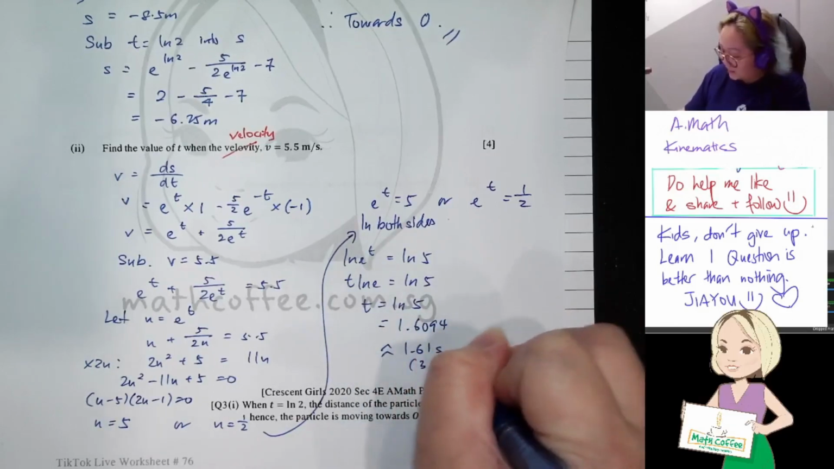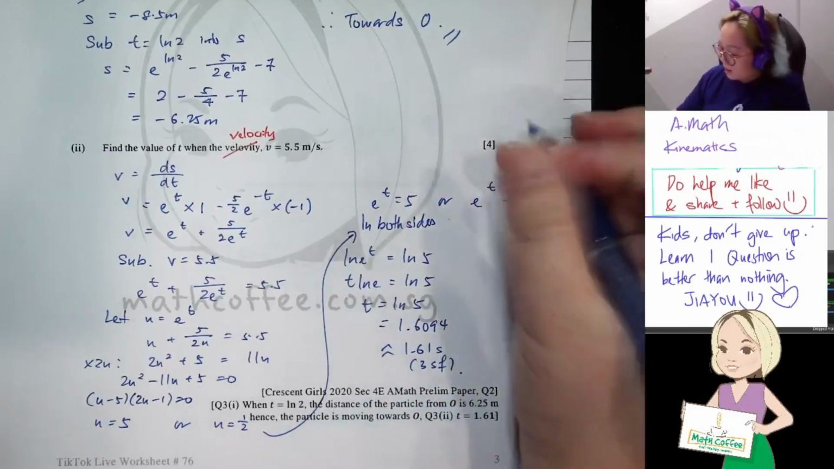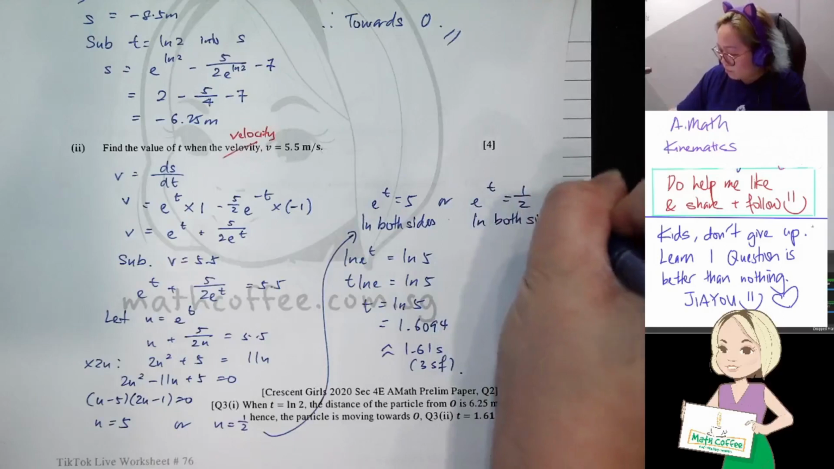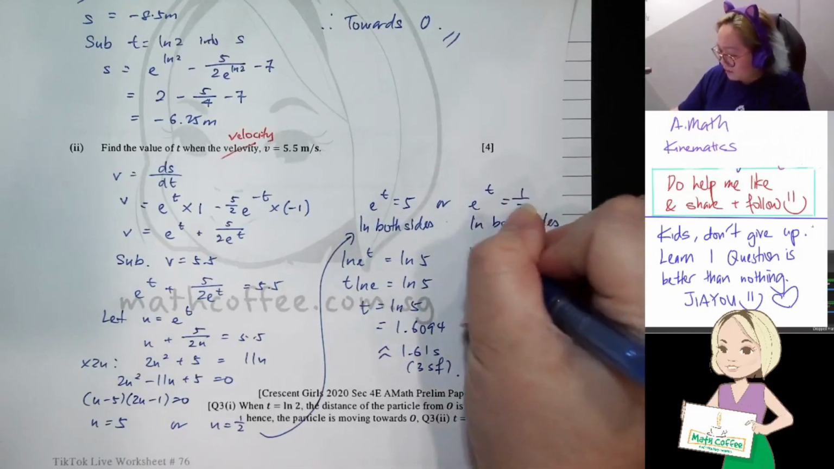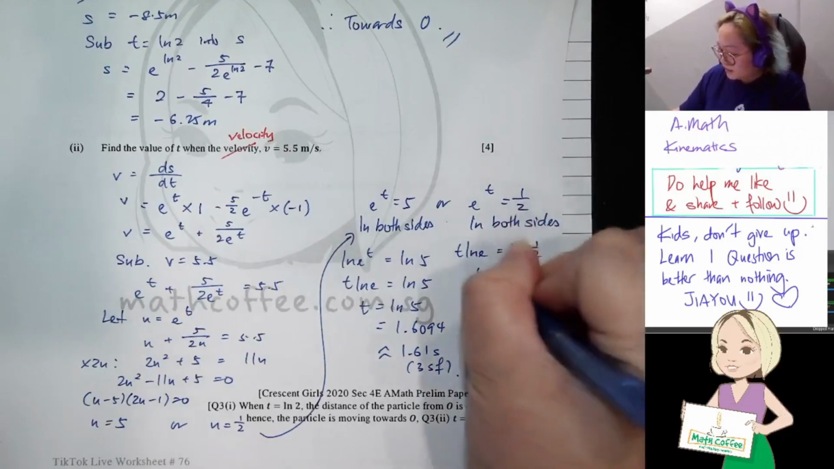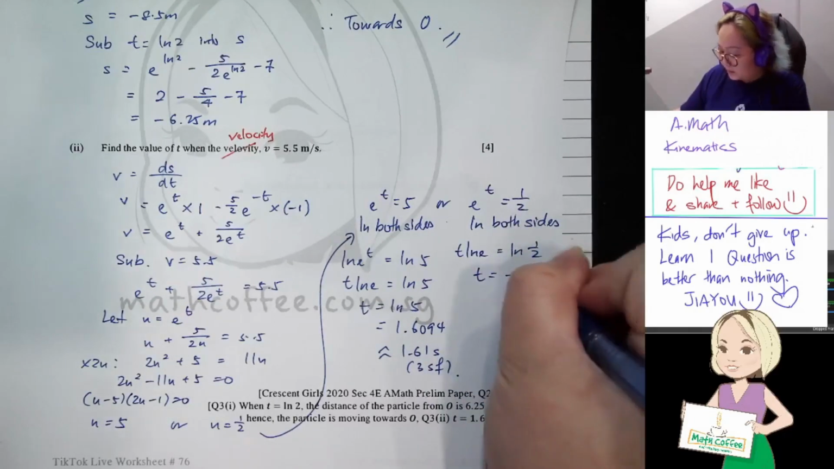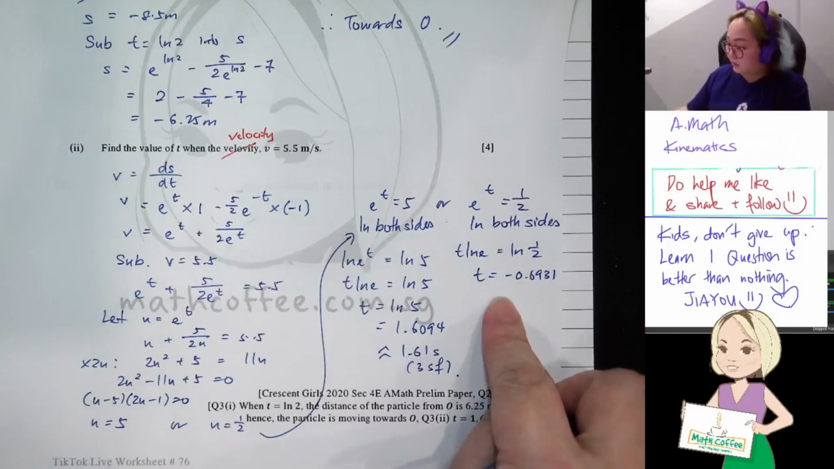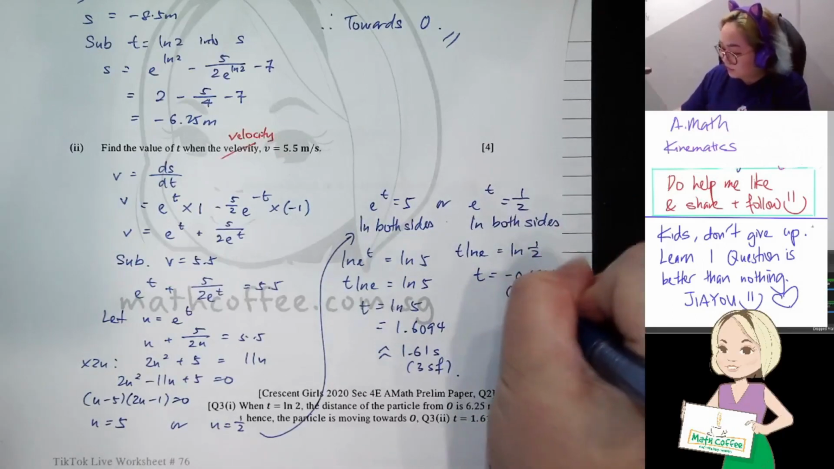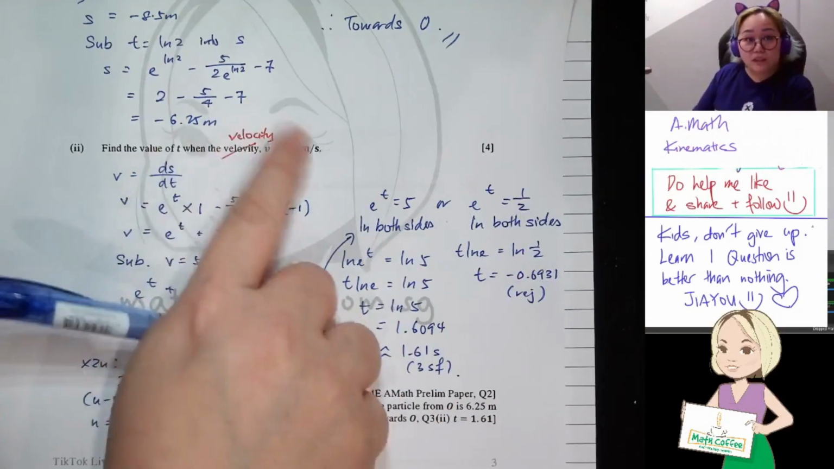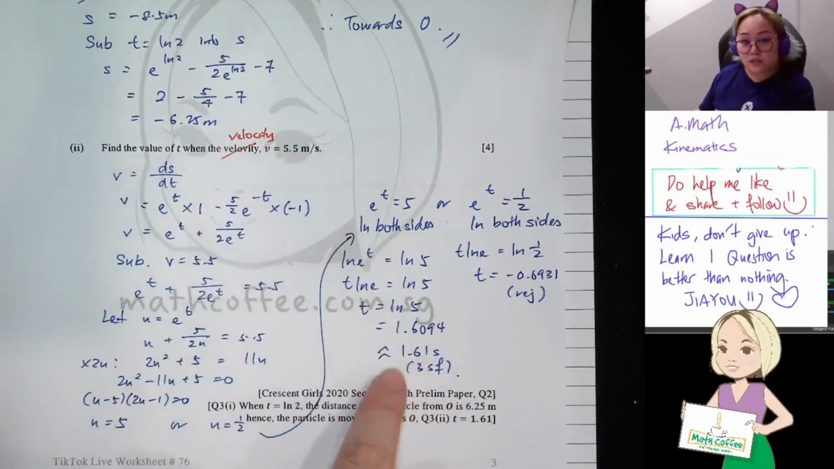This is 3 SF. This one, I'm going to ln both sides also. I have ln e^t = ln half. t equals negative 0.6931. And again, t cannot be negative, so over here you can just reject this. Therefore, they say find the value of t when velocity is this. I'm done. This one is the answer.